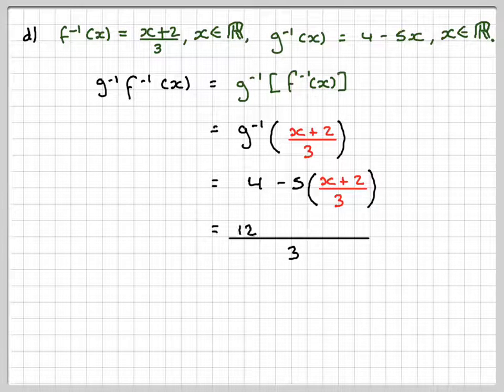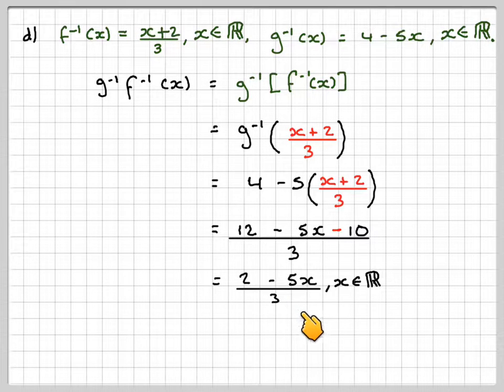So we're going to get 4, making a common denominator of 3. So it makes that one 4 times 3, which is 12, minus 5x minus 10. Just highlight that change of sign. So 12 minus 10 is 2, and you're going to have minus 5x over 3. That's valid for all values of x. And we notice that that's the same as fg to the minus 1 of x.